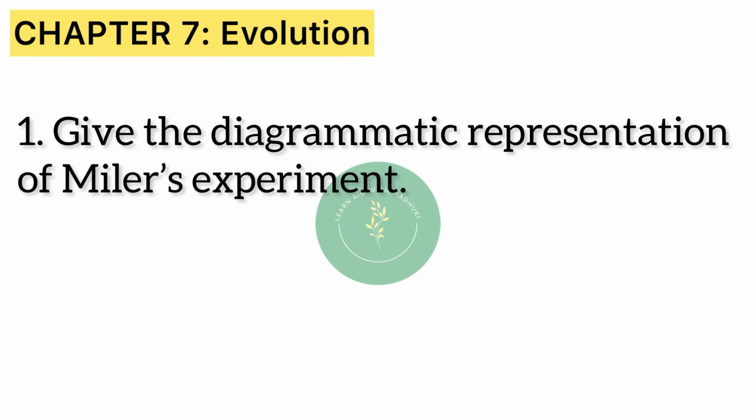Chapter number 7, only one important question for 5 marks is important. Give the diagrammatic representation of Miller-Urey's experiment. Along with the diagram is a must.